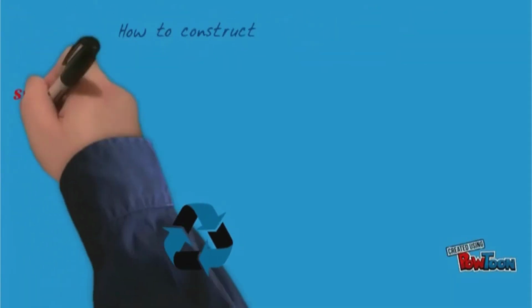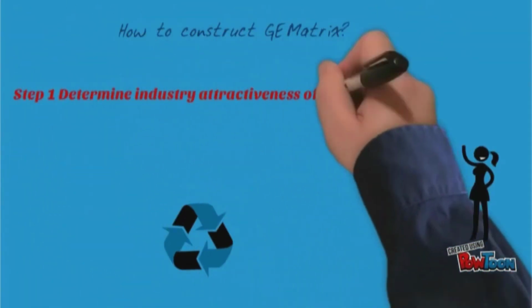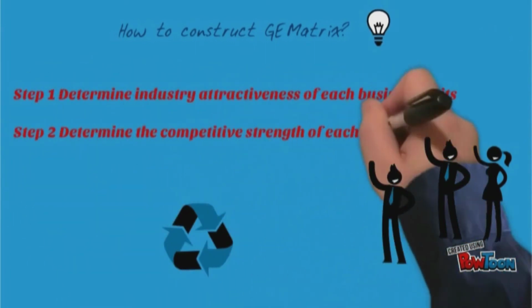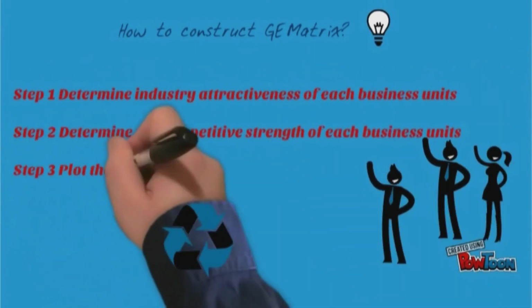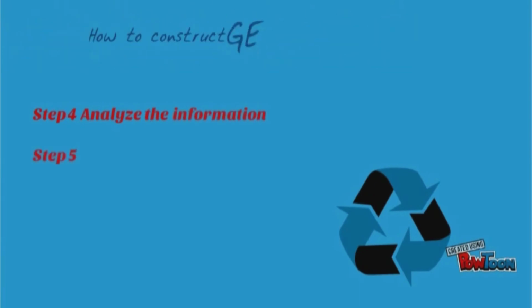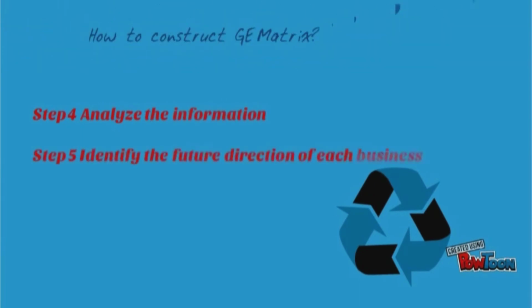Here are 6 steps to construct the GE Matrix. Step 1. Determine industry attractiveness of each business unit. Step 2. Determine the competitive strengths of each business unit. Step 3. Plot the business units on a matrix. Step 4. Analyze the information. Step 5. Identify the future direction of each business unit. And finally, prioritize your investment.